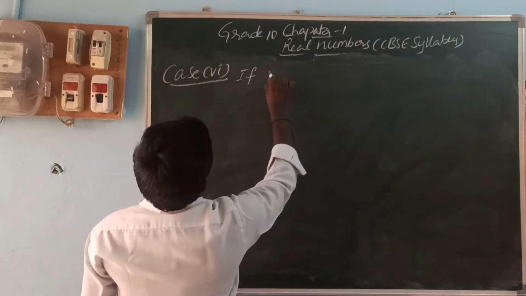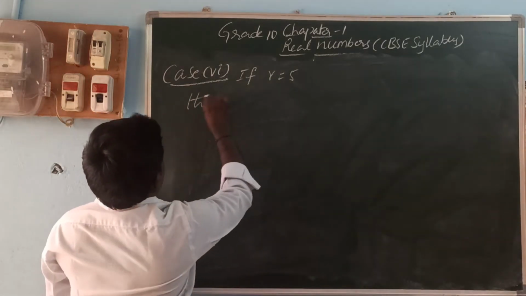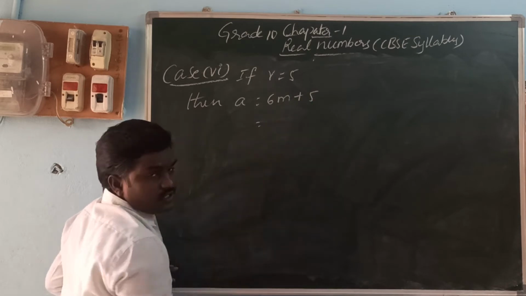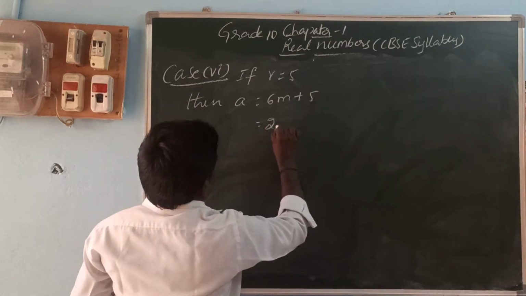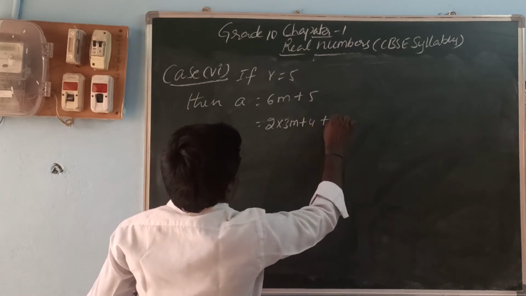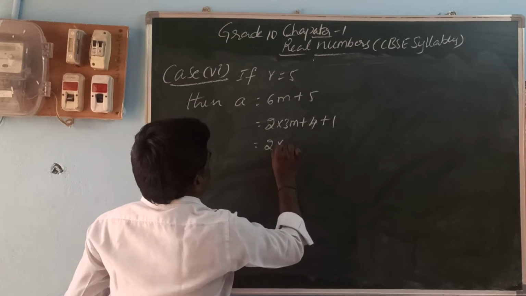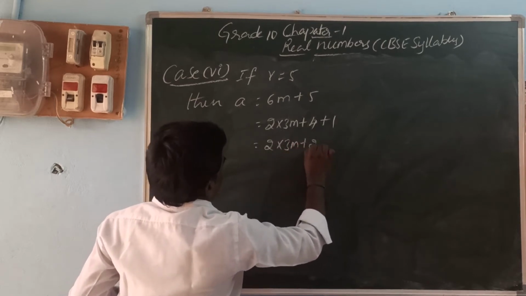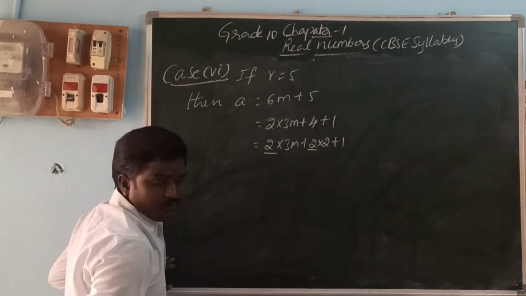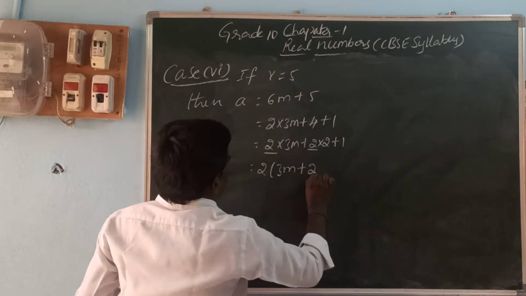If the remainder is equal to 5, then a is equal to 6m plus 5. How can we write 6m? As 2 into 3m. 5 you can write as 4 plus 1. 4, how can we write? 2 into 2. So 2 into 3m plus 2 into 2 plus 1. In this, what is common? 2. So that is 2 of 3m plus 2 plus 1.